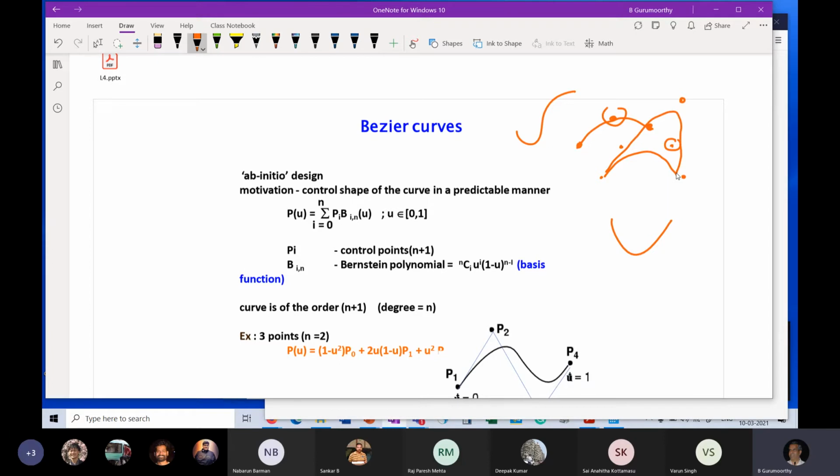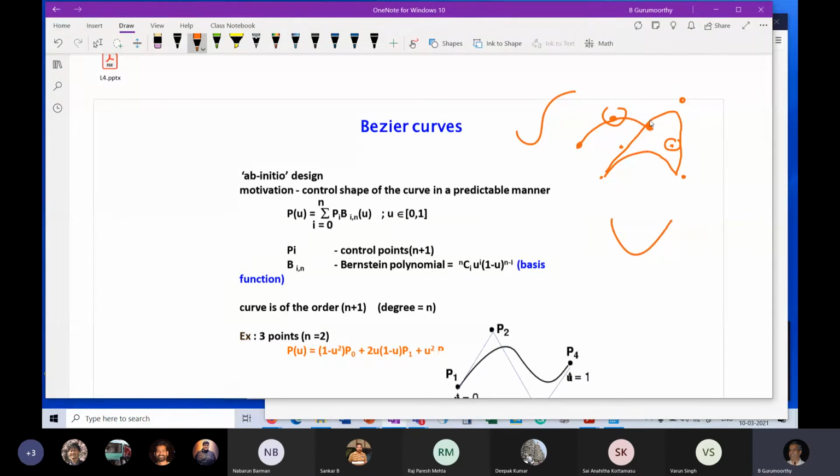That's the idea or the motivation behind the Bezier representation, that it allows the user to define the shape of the curve through points which are not necessarily on the curve, right? But rather guide the shape of the curve. And this is also very well suited for a person sitting in front of the computer screen and moving these points around till he or she is satisfied with the shape that they are interested in. So that's why we call it ab initio design.